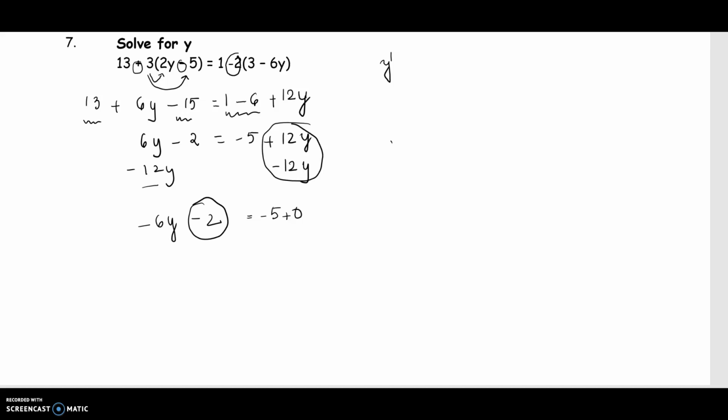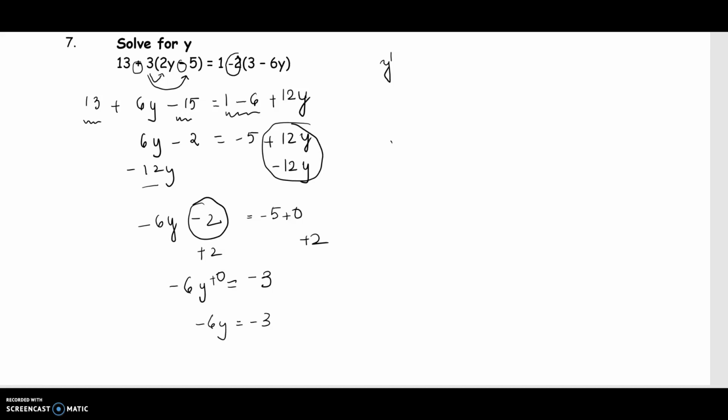Now finally we can get rid of the 2 by adding 2 on both sides, and that would be negative 6y plus 0, of course. Negative 2 plus 2 is 0. And negative 5 plus 2 is negative 3. So negative 6y plus 0 is negative 6y equals negative 3.